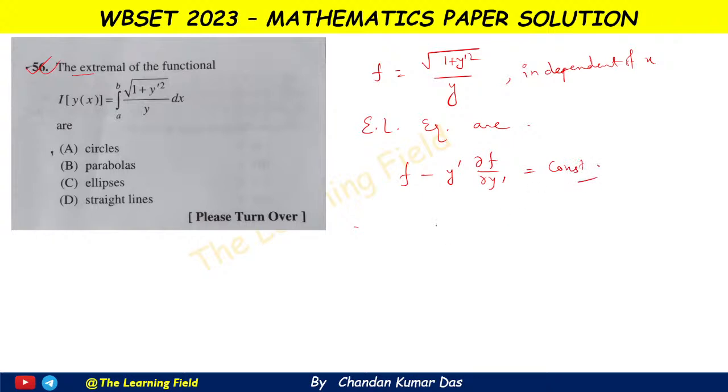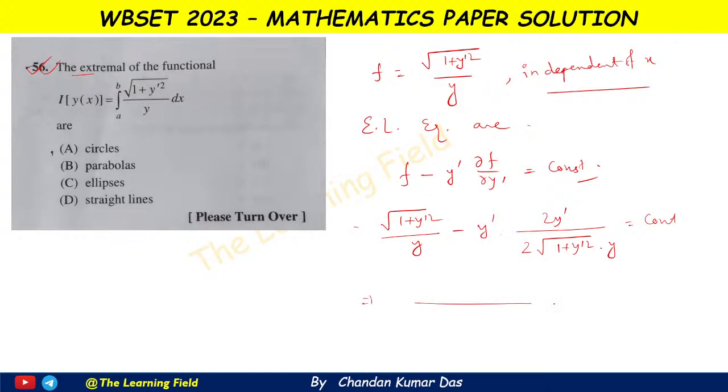Okay, this is the equation of motion for the independent of x case. So this gives (1 + y'^2)/y − y' ∂f/∂y', meaning 2y'/(2√(1 + y'^2)) times y, is equal to a constant. So this implies what? y into root under 1 plus y dash square is the LCM. So this gives simply (1 + y'^2 − y'^2), this is equal to a constant, suppose C.